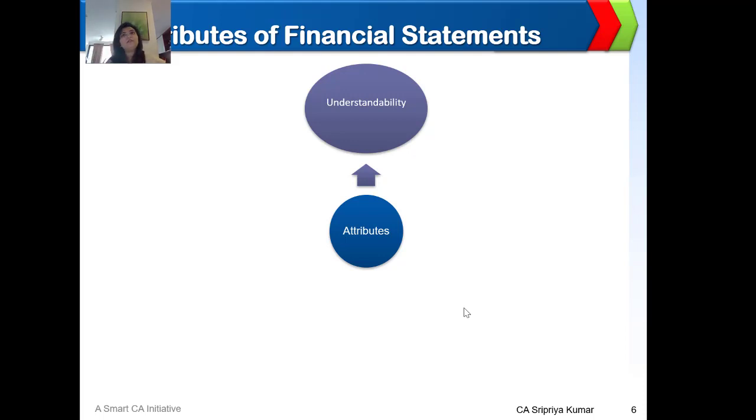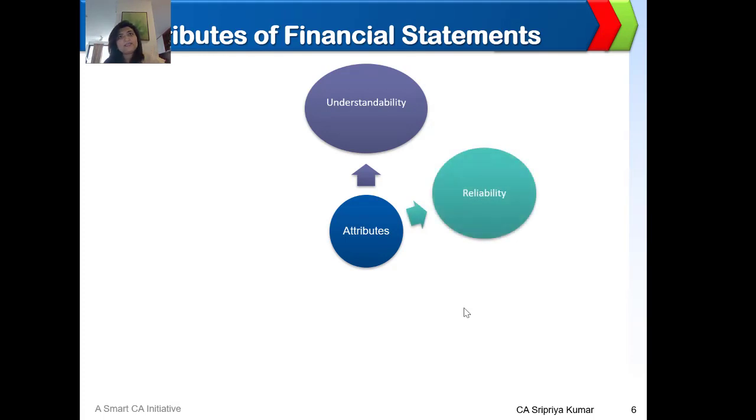So it's important that the financial statements should possess certain fundamental attributes. And later on, when you learn about accounting standards and presentation and disclosure in the Companies Act, in Schedule 3, whatever, all of it is directed towards ensuring that the financial statements will have these attributes of understandability.